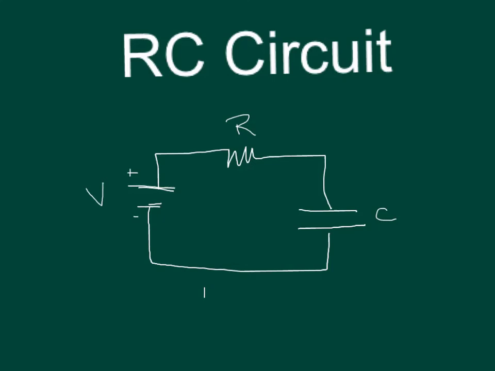Okay, so our last type of circuit is an RC circuit. An RC circuit is one that has a resistor along with a capacitor. So this is the symbol for a capacitor, two parallel plates, just the same length against each other. On one side of the capacitor, it's going to develop a positive charge, and on the other side of the capacitor, it's going to develop a negative charge.